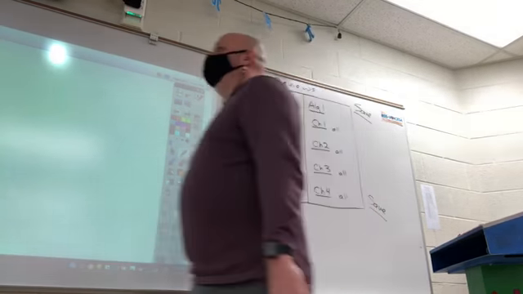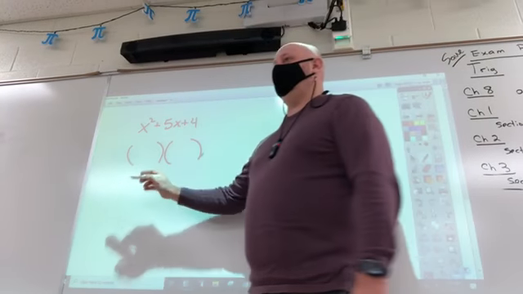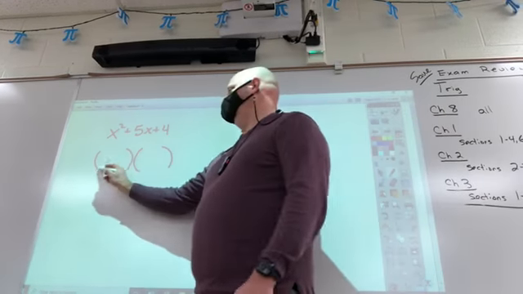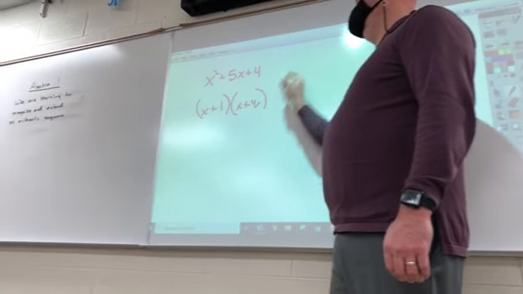If that factors like this, what do you think sine squared theta minus 4 factors into? Sine plus 2, sine minus 2. Easy? What does x squared plus 5x plus 4 factor into? X plus 1, x plus 4? Yes?